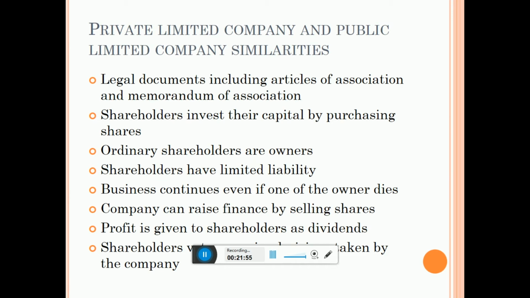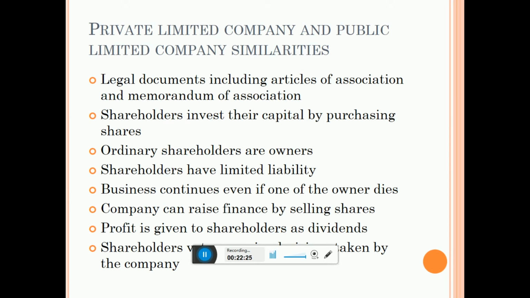Now we have public limited company and private limited company similarities. First, legal documents including articles of association and memorandum of association are made. The second is that shareholders invest their capital by purchasing shares. This is very obvious. So these are similarities: both companies have shareholders who purchase shares.